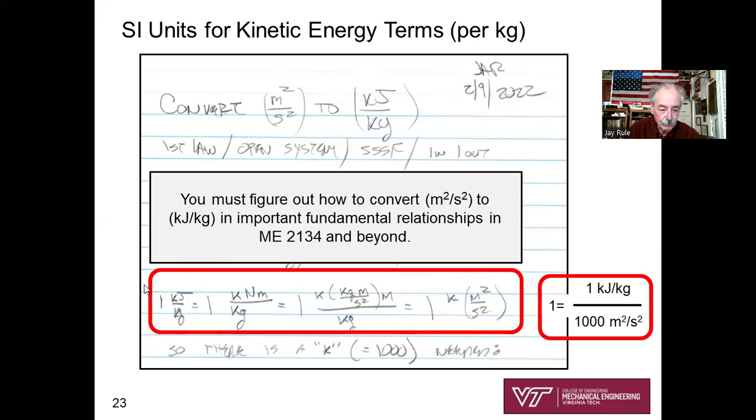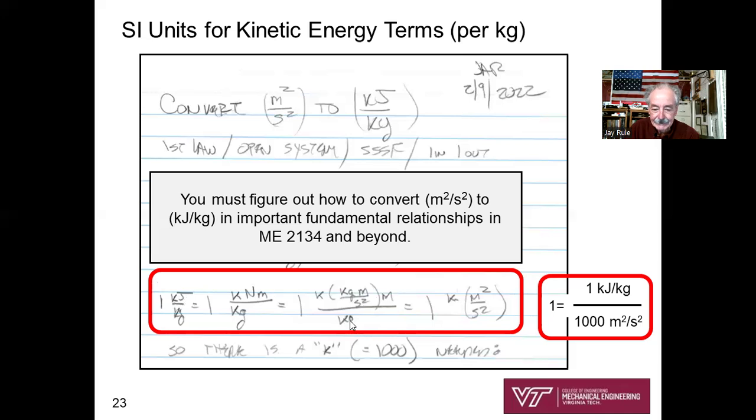I wrote down 1 kilojoule per kilogram. That's my starting point. Okay. So, what's a joule? Well, a joule is a Newton meter. So now I've got kilonewton meters per kilogram. Well, what's a Newton? A Newton is a kilogram meter per second squared. So now I've got this sloppy mess. Look at that sloppy mess.